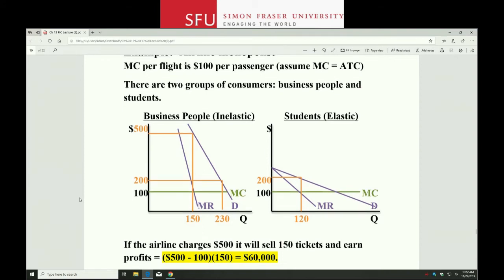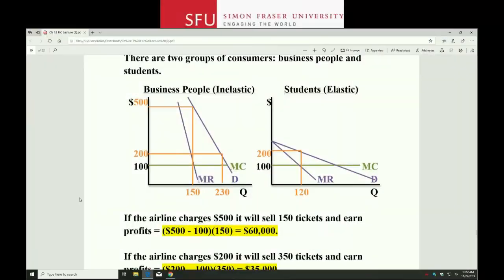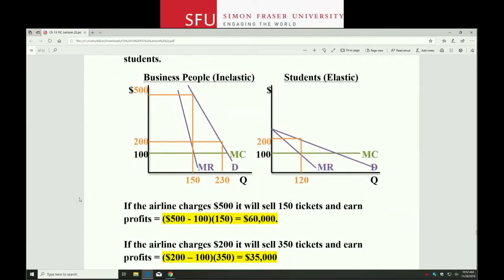All right, so now if they charge $200 for everybody, price 200 minus average cost 100, 350 would be the total quantity, right? So at that price, they would sell 230 in that market and 120 in that market. So the total would be 350. So then they would make a profit of $35,000. So they wouldn't want to do that. If they had to only charge one price for everybody, then they would obviously pick this price here, $500, because that's going to give them more profit.